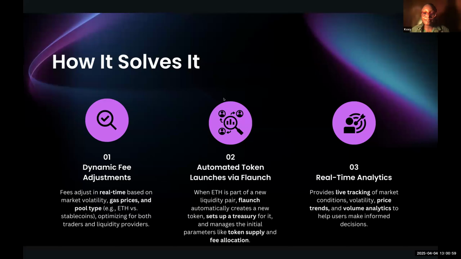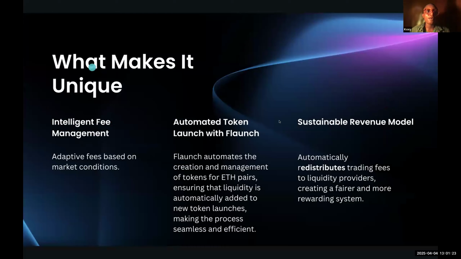So when it is part of a new liquidity pair, Fludge automatically creates a new token and sets a treasury for it, and then manages initial parameters like token supply and fee allocation. It also solves real-time analytics, which provides live tracking of market conditions, price trends and volume analytics, like I said before.